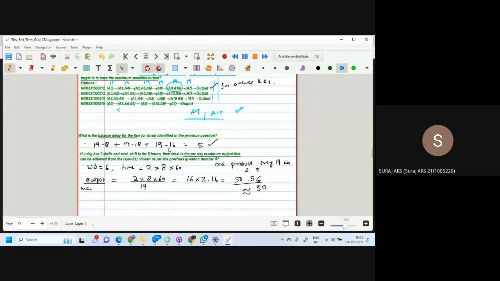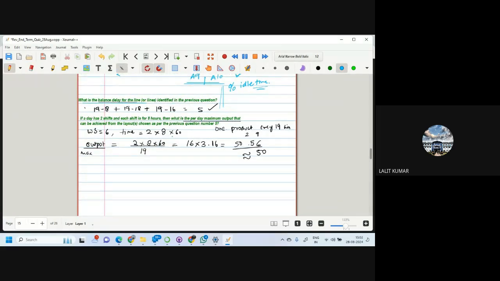What is the balanced delay of the line? Balanced delay of the line is the percentage idle time. When you do the calculations, you will get 5.